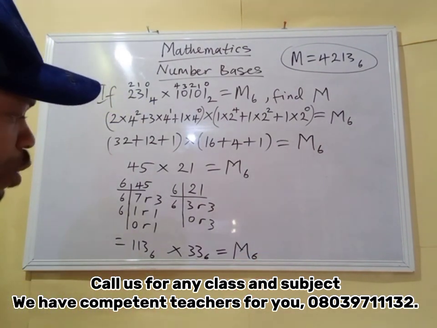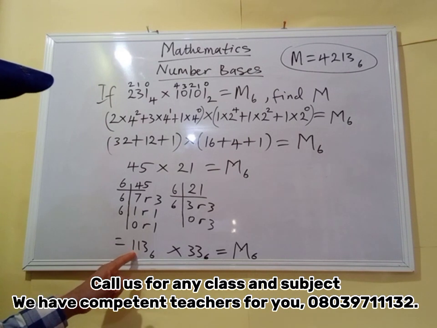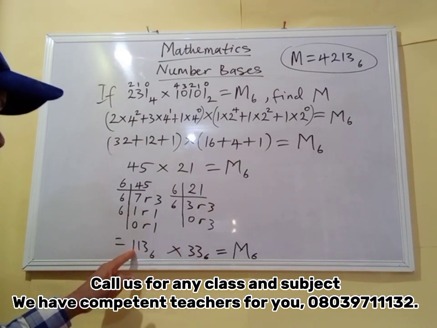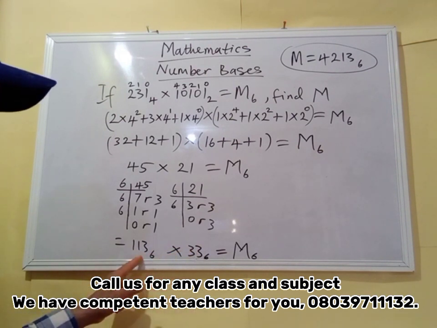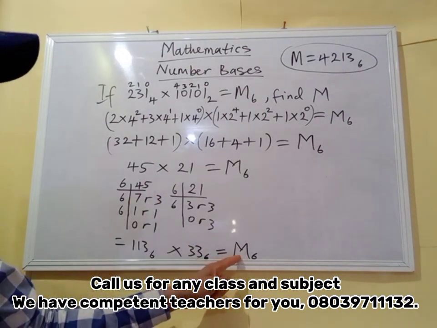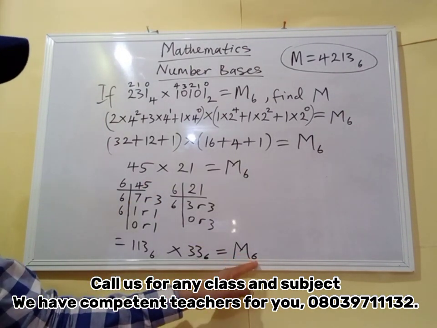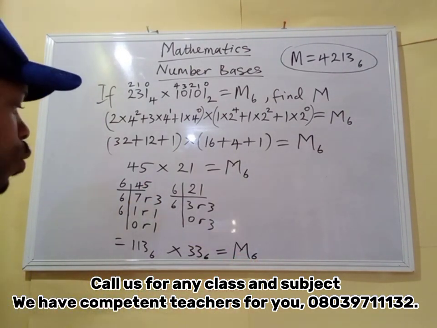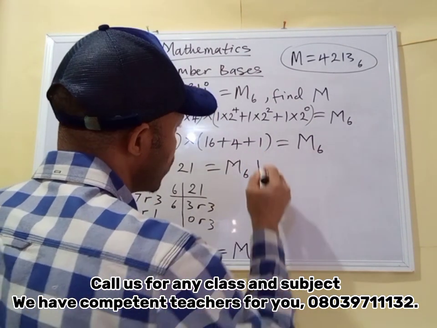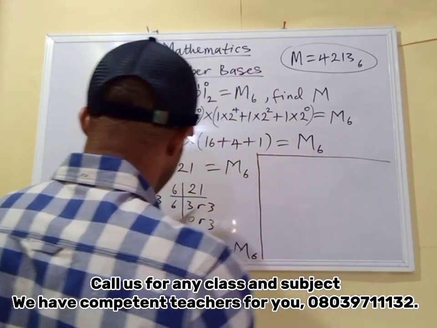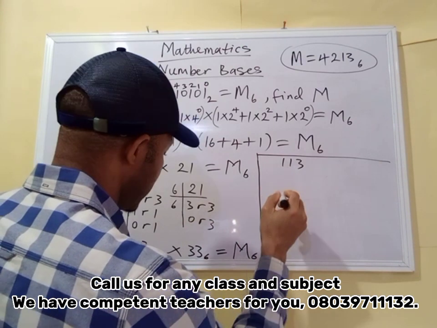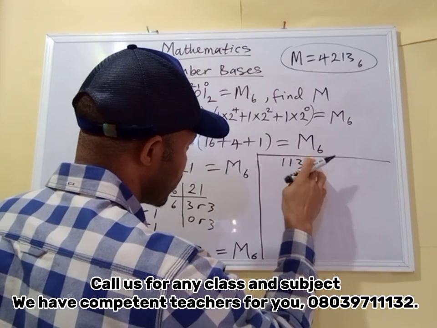So what do we do at this point? This is what we do. We take these and multiply them, this 113 and 33, since they are both in base 6. So when we multiply them, what we have in base 6 will be the value of m, because m is already in base 6. Alright, so how do we do that? We can come here and continue. Let's just manage our board. Come here and put here 113 base 6. It's in base 6. Let's not forget that.